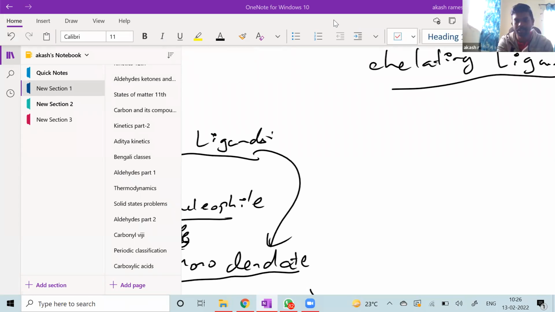Devesh, I think you have to mute yourself. Oh, I have the option of muting. Wow, this looks good. Fine, so I muted him.